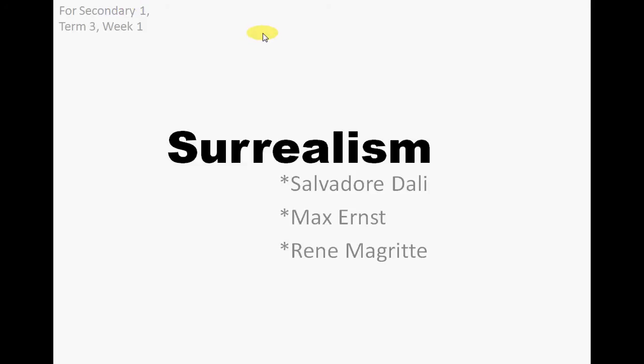Hi there. Today's lesson is on surrealism. There are mainly three more renowned artists that deal with this particular movement, namely Salvador Dali, Max Ernst, and Rene Magritte.